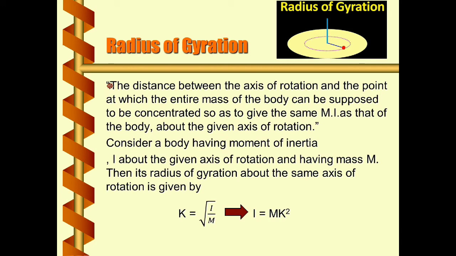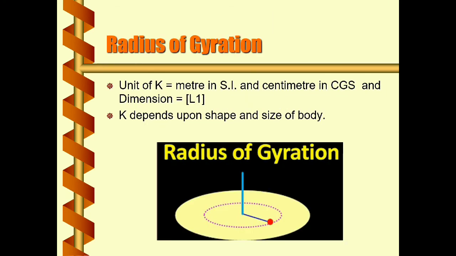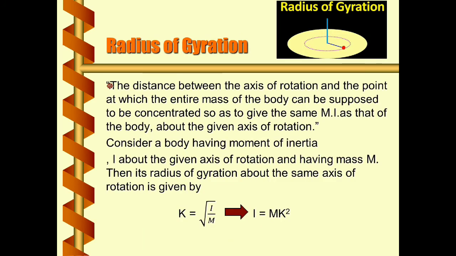But what is the condition we have to maintain? So as to possess the same moment of inertia as that of the body. Okay, that means if you are replacing that whole object by a point mass, the moment of inertia should remain the same. So that distance, as we discussed here, suppose we consider the notation K, that is known as the radius of gyration.